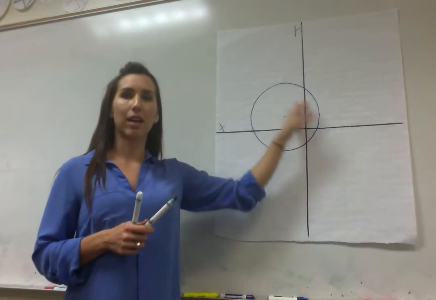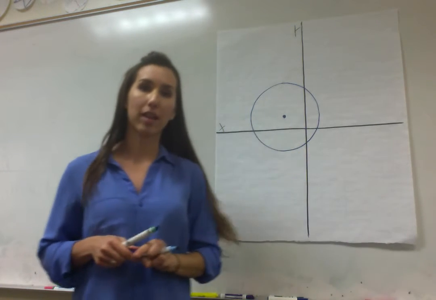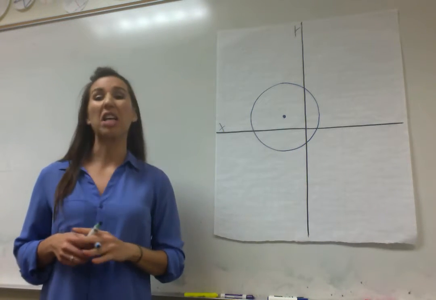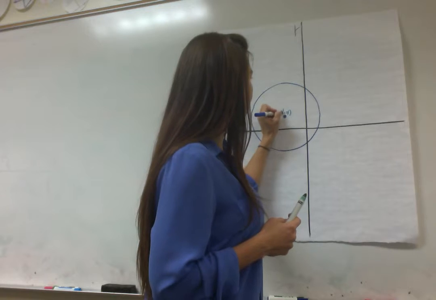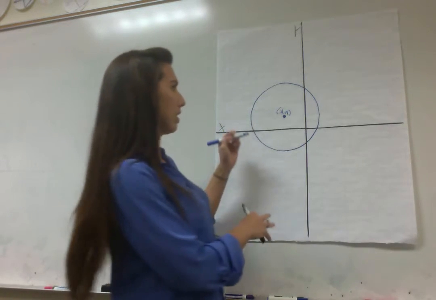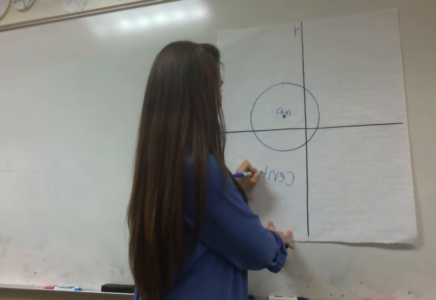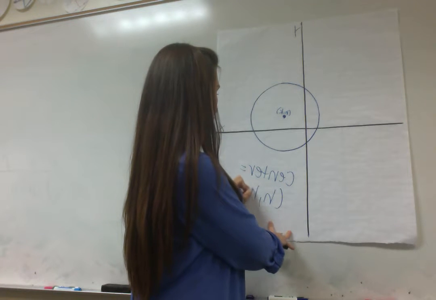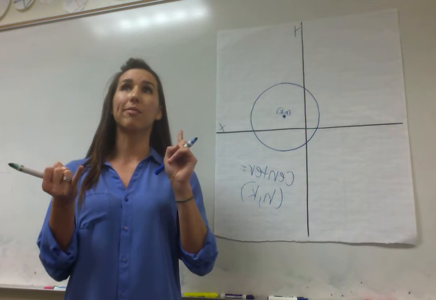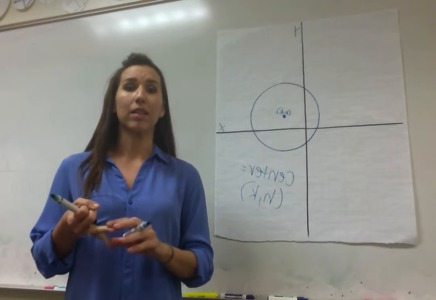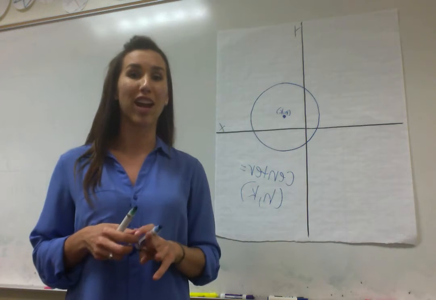And on this plane, I have a circle. In my circle, there's a center right there. And my center, as in all conics, is always labeled as (h, k). We'll write down here, center equals (h, k). This is true for all conics. This is true for parabolas. This is true for ellipses. Anytime we have a conic, we're going to label the center (h, k).